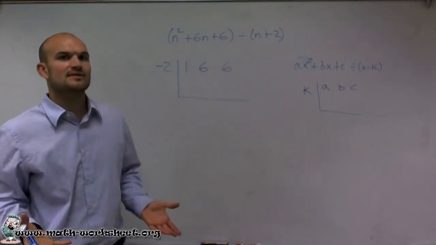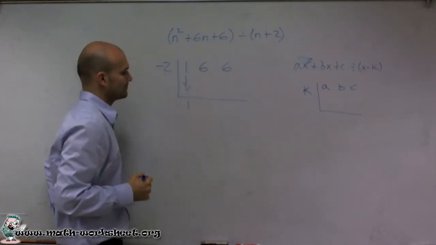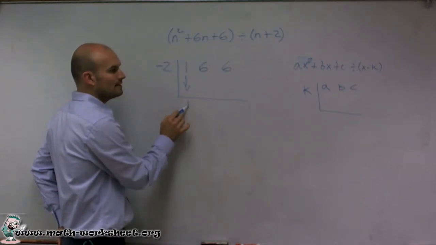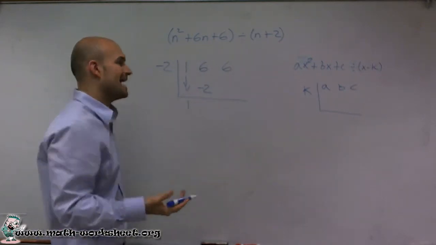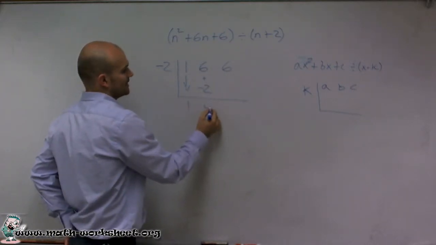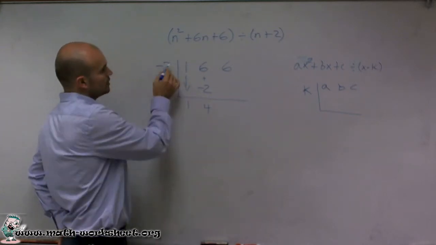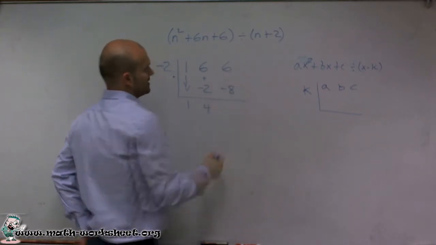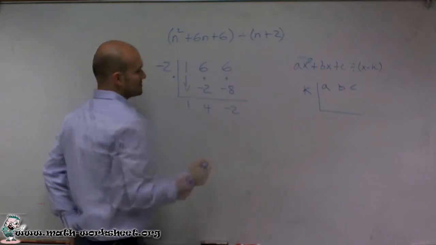Okay, so here's how synthetic division works. First thing we do is we drop down the first number as 1. All right? Then we take negative 2 times 1 and put it over here. Then what we're going to do is add 6 plus negative 2 gives me 4. I'll put a little multiplication symbol to remember to multiply. Negative 2 times 4 gives you negative 8. 6 plus negative 8 gives you negative 2.